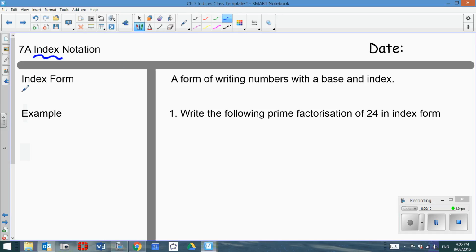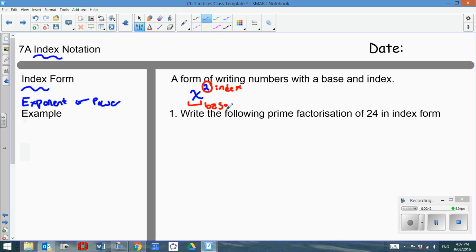So remember, index notation: an index is another way of saying an exponent or a power. If I write something with an exponent or a power, it's this small little number. For example, if I had the number x and then I square it, we call this 2 the index, and we call this x the base.